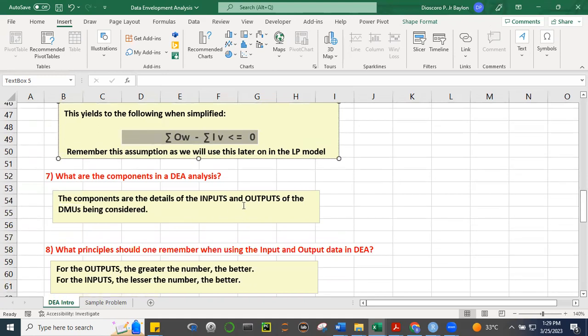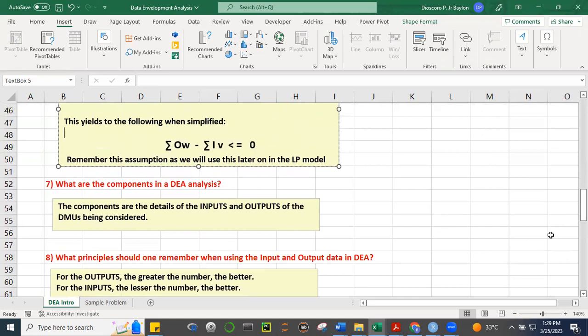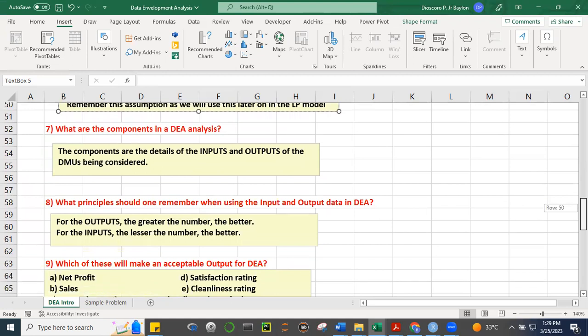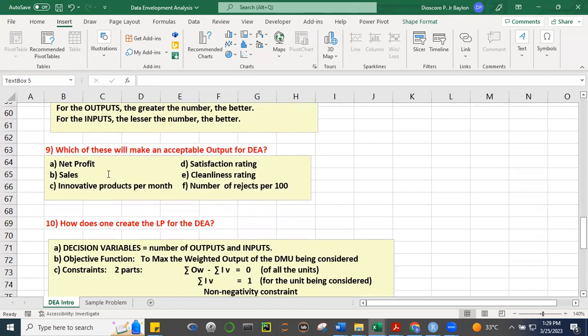As I mentioned a while ago, there should be inputs and outputs, and there should be certain principles in identifying inputs and outputs. To consider one variable as an output, we have to make sure of this: the greater the output, the better. On the other hand, for inputs, the lesser, the better. So if you take a look at this, which of these are acceptable outputs for DEA?